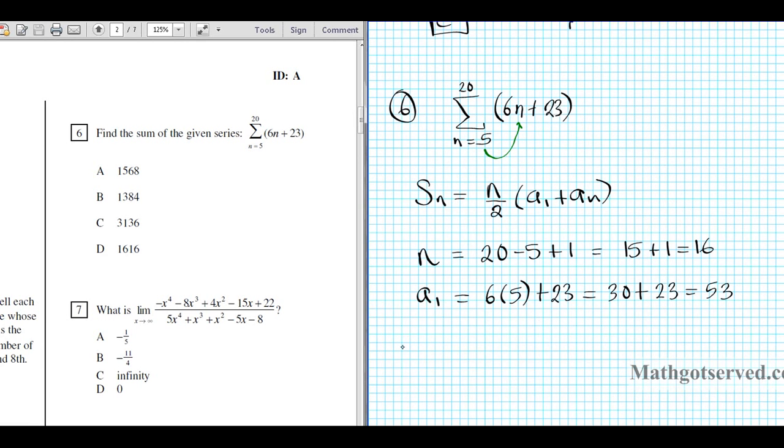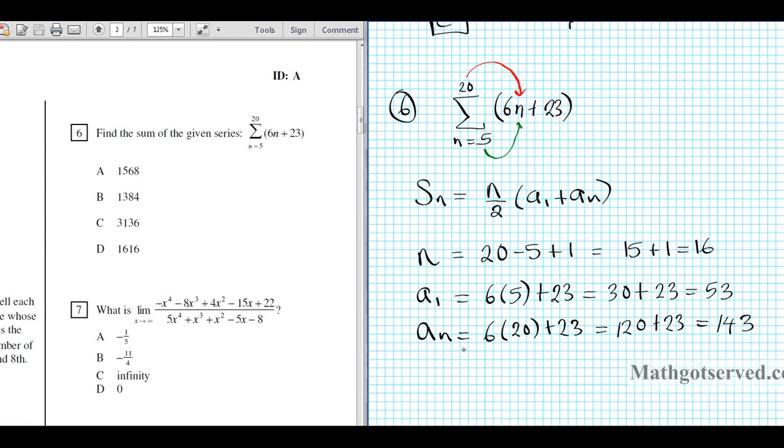And then a sub n is what you get when you plug the upper bound into the variable. Plug in 20 into n. So you have 6 times 20 plus 23. So 6 times 20 is 120 plus 23, which equals 143.